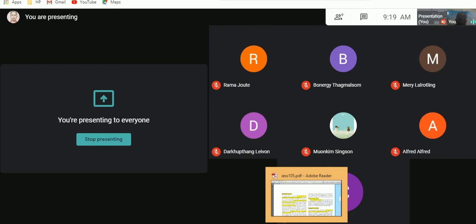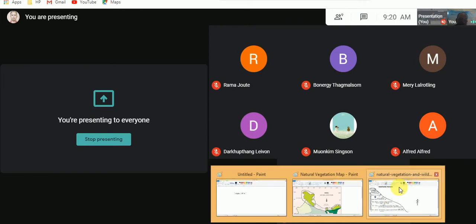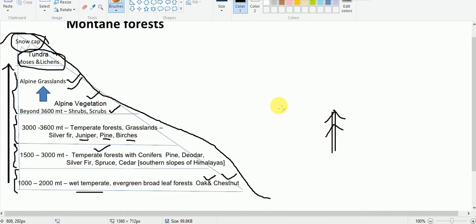So this is about the mountain vegetation. Any question from your side, boys and girls? You must know that if you climb up a high mountain, you'll find variation in the vegetation type.